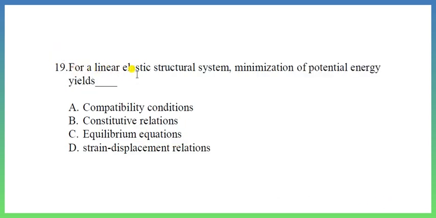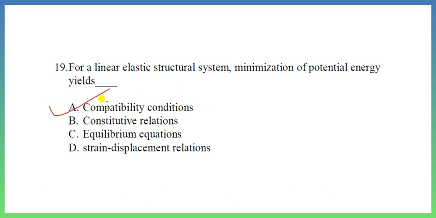Next one, for a linear elastic structural system, minimization of potential energy yields option A, compatibility condition, B, consecutive relations, C, equilibrium equation, and D, strain displacement relation.